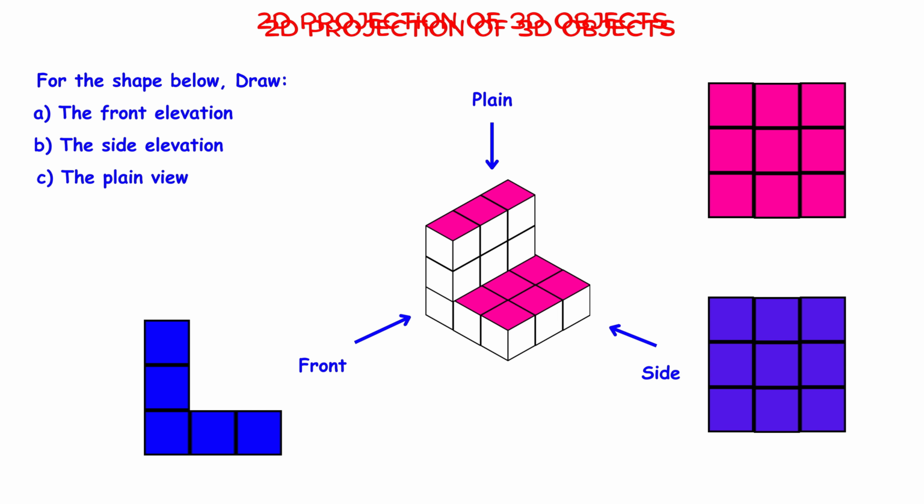The last view is the plan, which is a bit different because this time it's as though you're taking a bird's eye view looking at it from above, so you're only going to see the squares facing directly upwards, which will be these four squares. So it'll look like this.